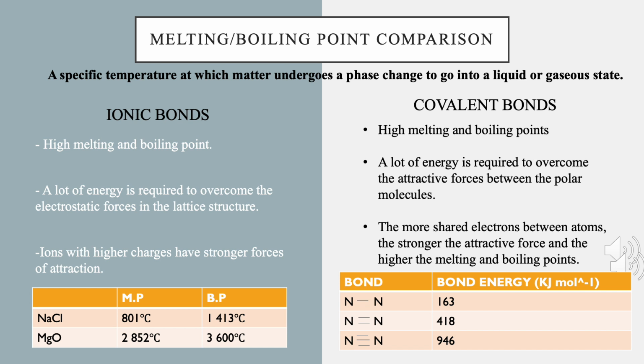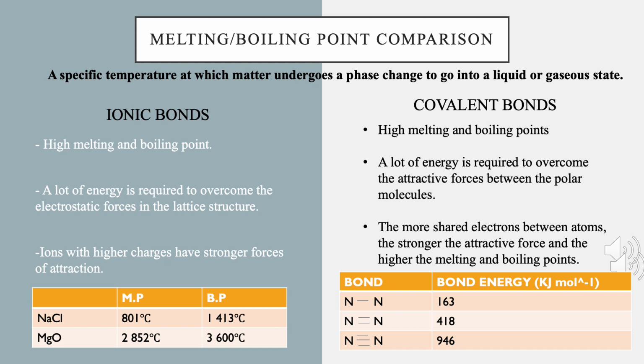The specific temperature at which matter undergoes a phase change to go into a liquid or gaseous state is known as the matter's melting and boiling point. Ionic bonds have high melting and boiling points. This is because they require a lot of energy to overcome the electrostatic forces in the lattice structure. Ions with higher charges have stronger forces of attraction.